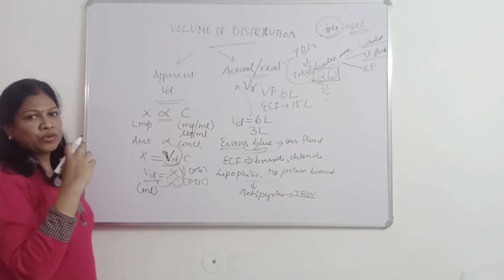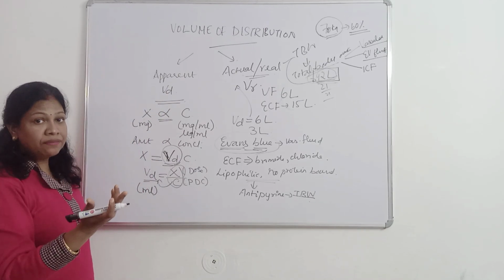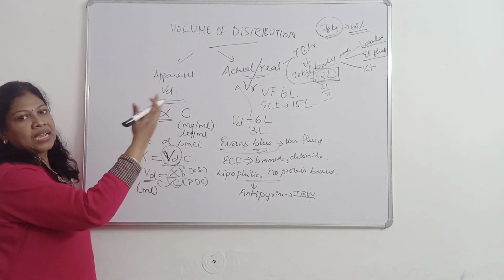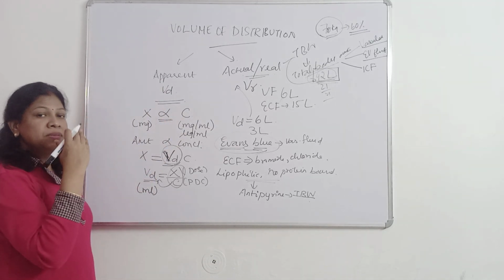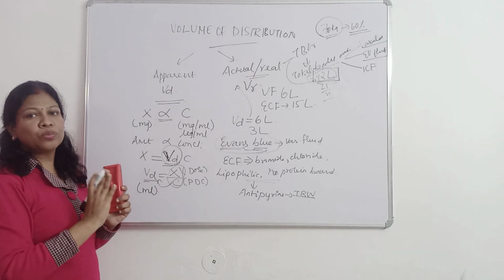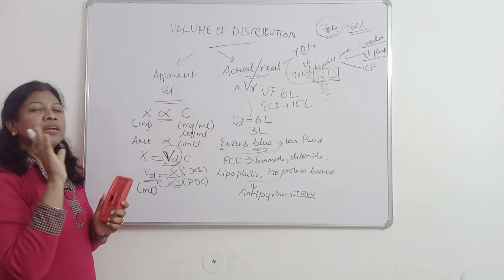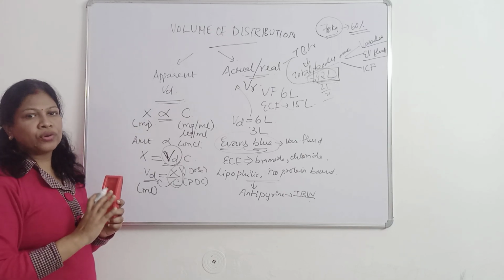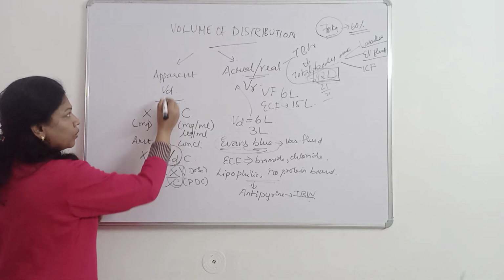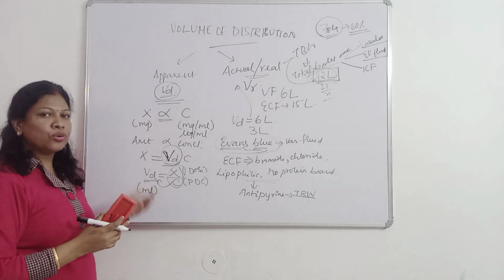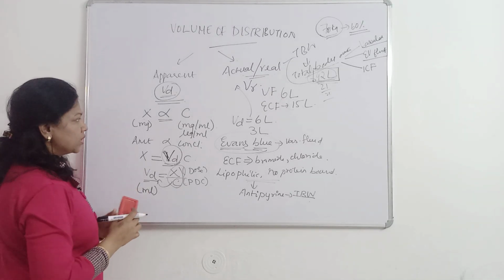This apparent volume of distribution may be larger than the actual volume or sometimes lesser than the actual volume, but the actual or real volume of distribution's value will be limited up to 42 liter. It cannot go beyond 42 liter, but the value of this VD, that is apparent volume of distribution, can go beyond 42 liters also.